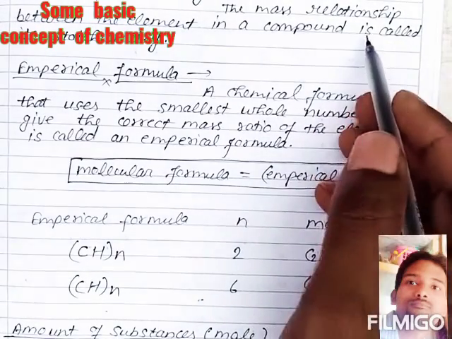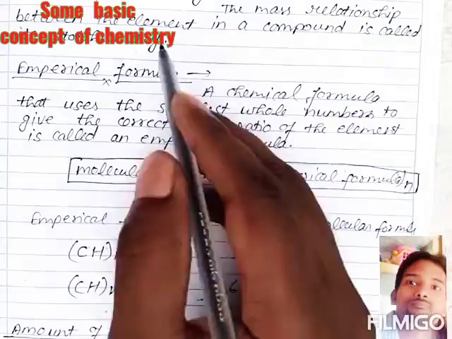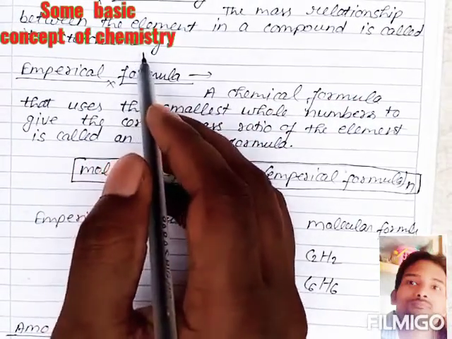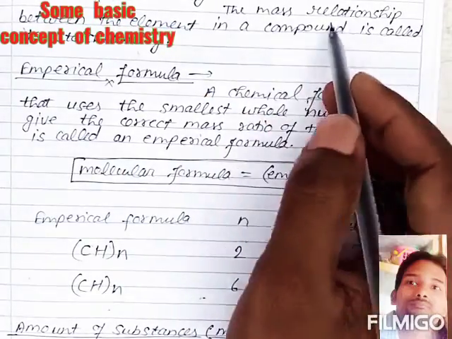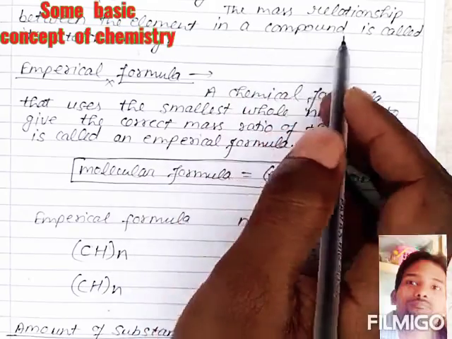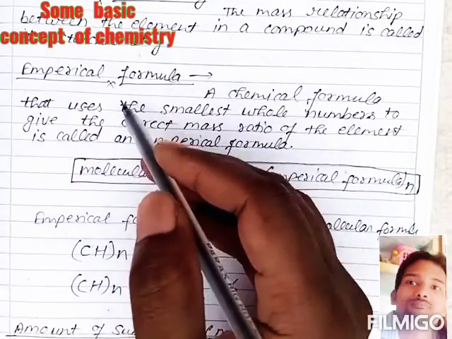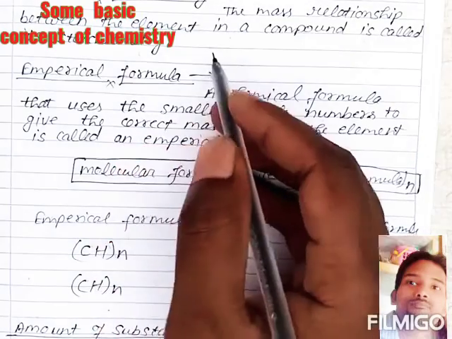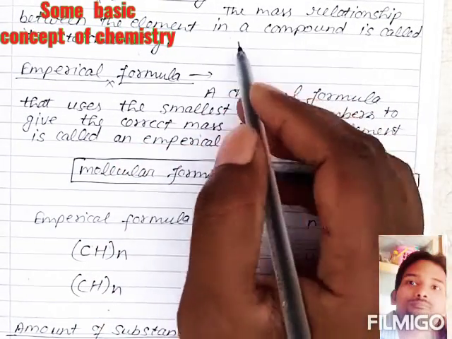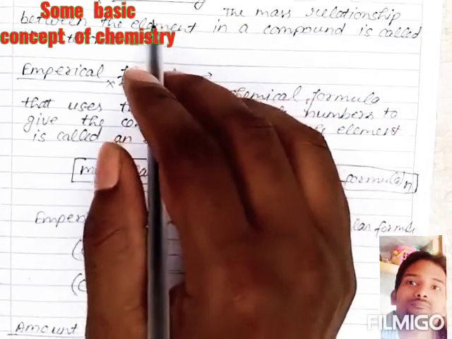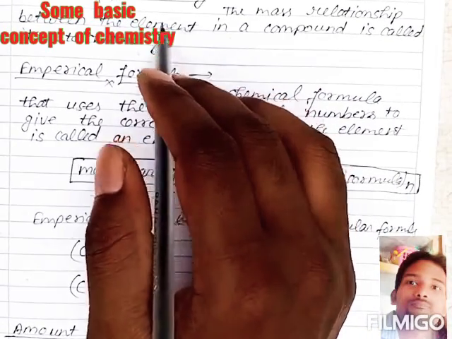The mass relationship between the elements in a compound is called its stoichiometry. That is, the individual mass relationship of the elements present in a compound. By comparing, you can know about the molecular stoichiometry.